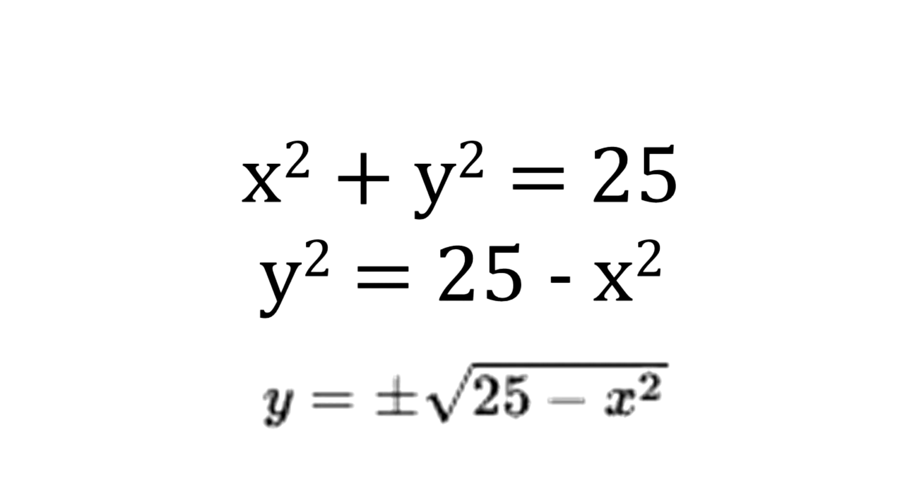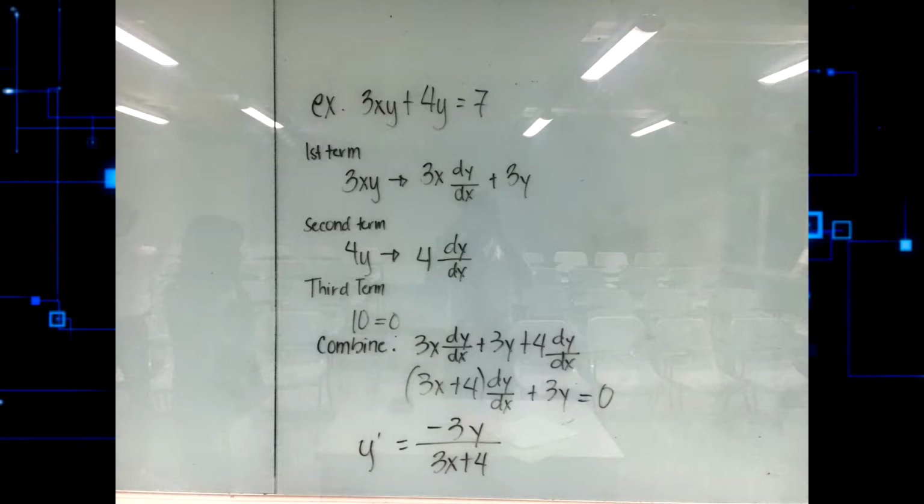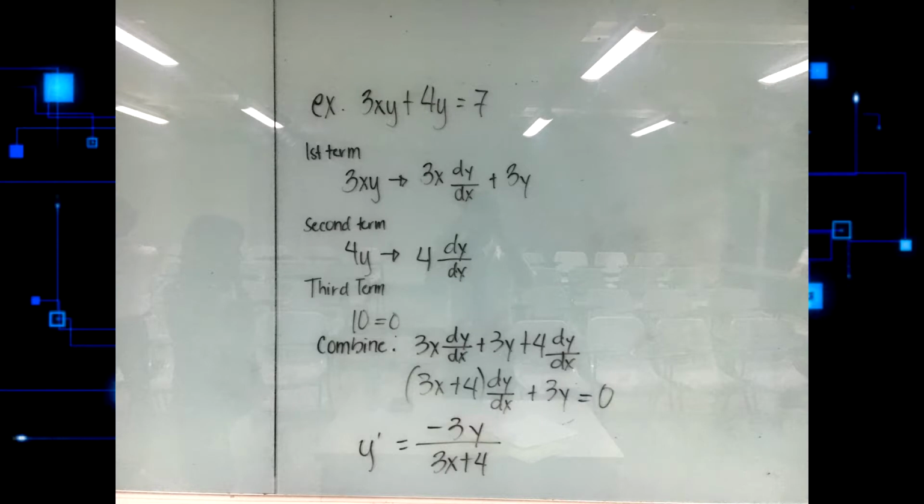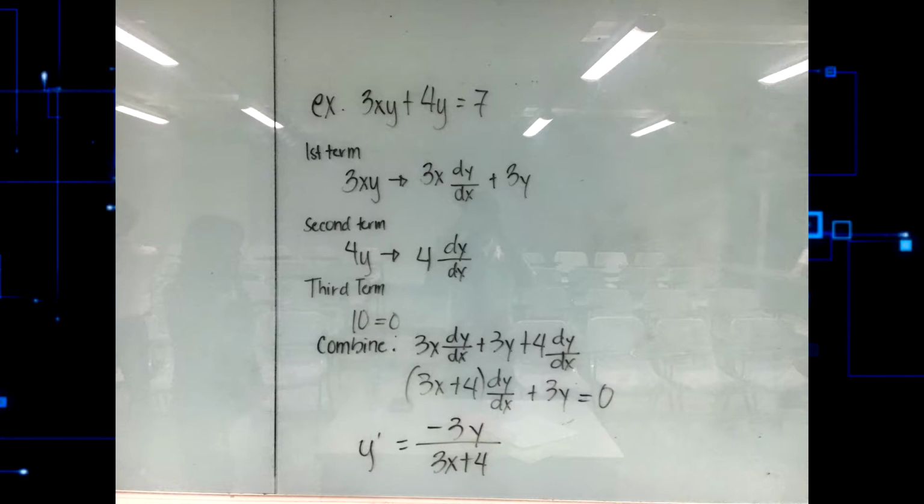But let's move on. Let's solve one example. 3xy plus 4y is equal to 7. The function is not written explicitly, so we should differentiate implicitly. From the first term, 3xy, we get 3x dy dx plus 3y. We use the product rule here. Now, we get the second term, 4y. 4 dy dx. Now we get the third term.